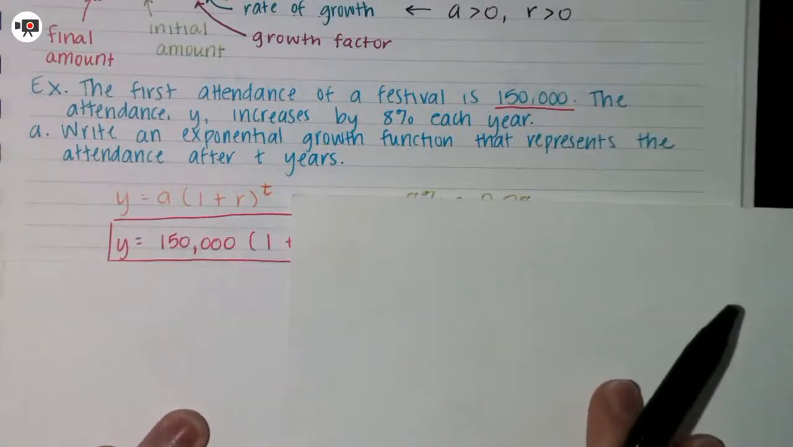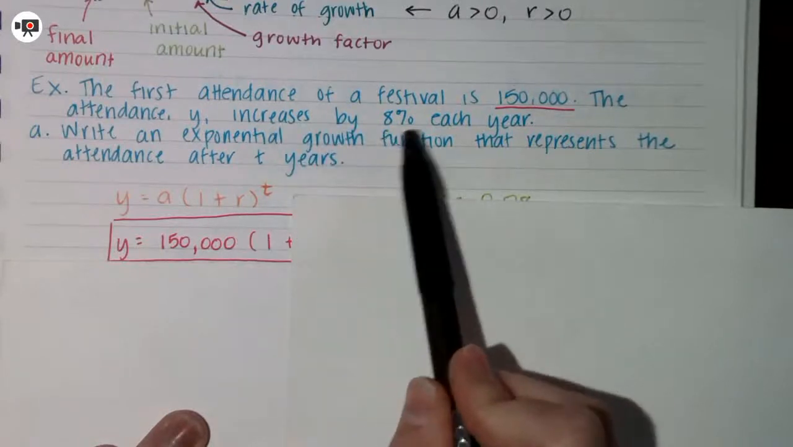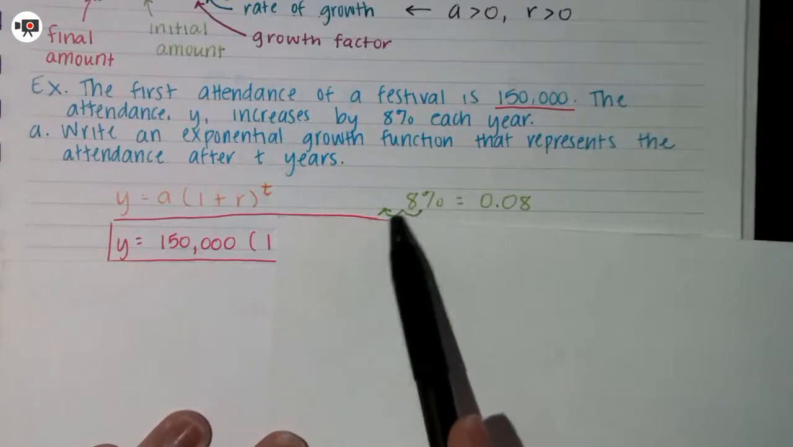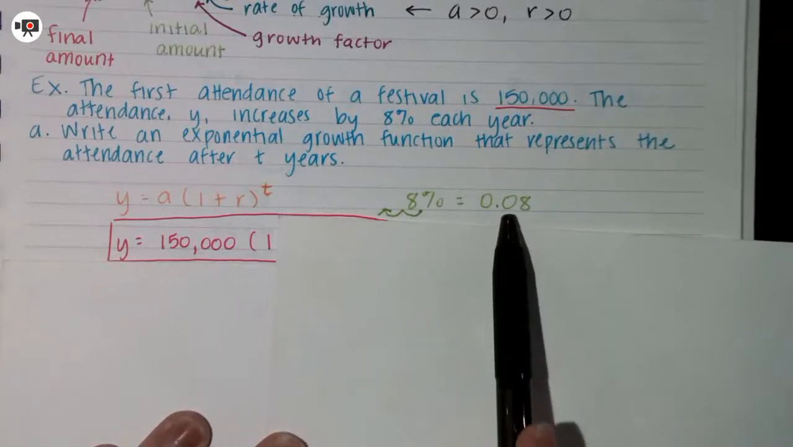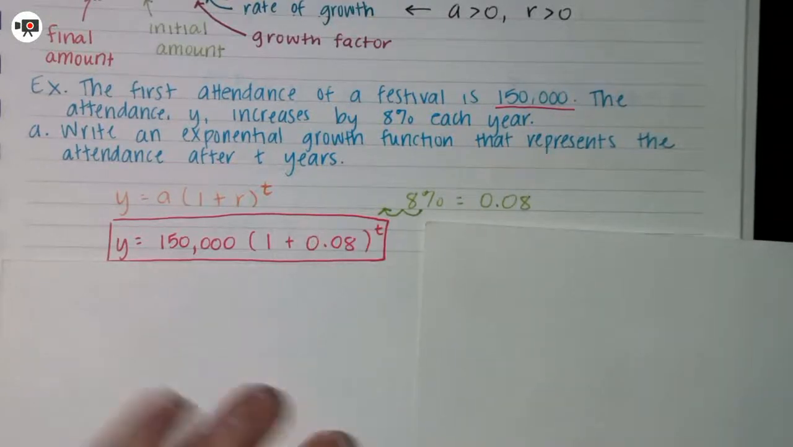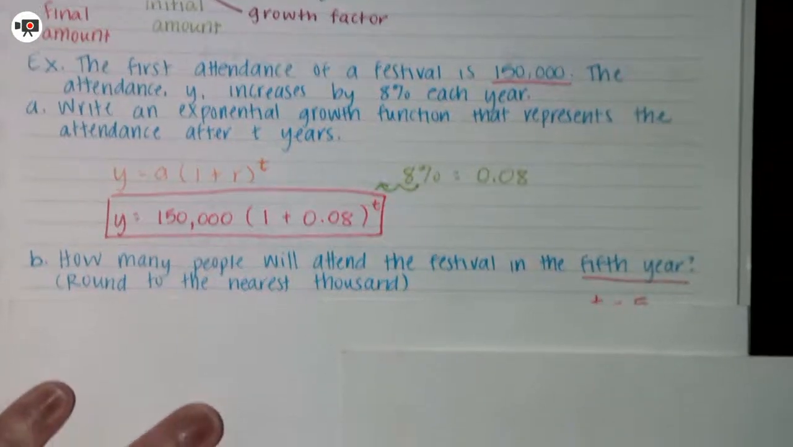And then I have 1 plus r, so it tells me it increases by 8%. 8% needs to be written as a decimal. So I move the decimal spot 2 spots to the left, and now I have 0.08, and that is what my function would be. Part B says how many people will attend the festival in the 5th year.